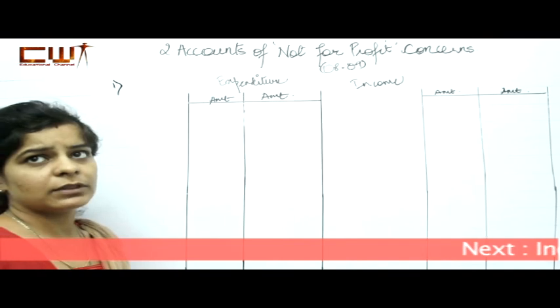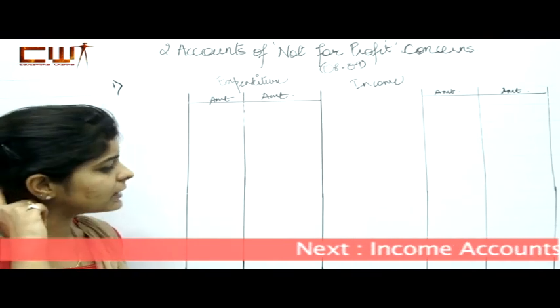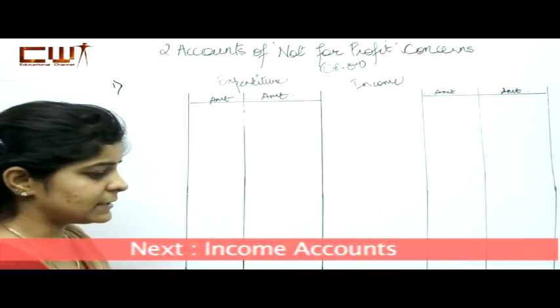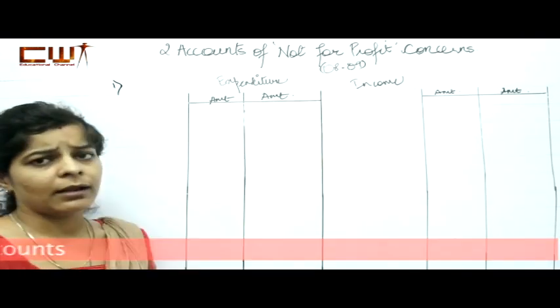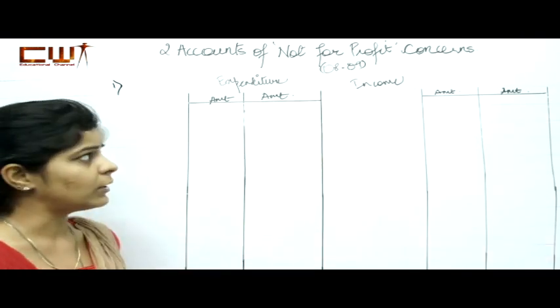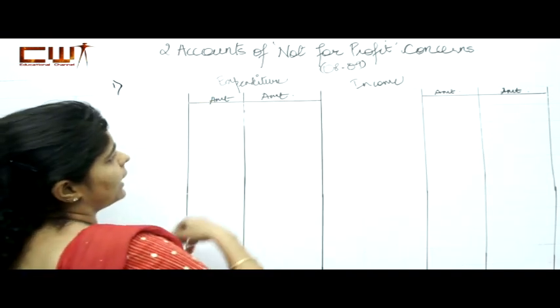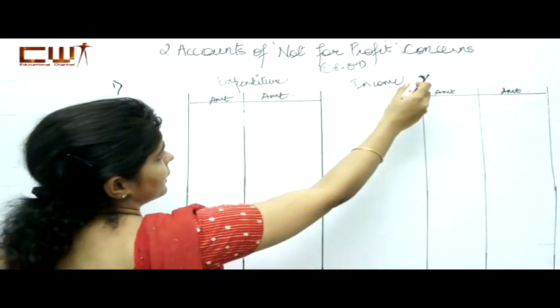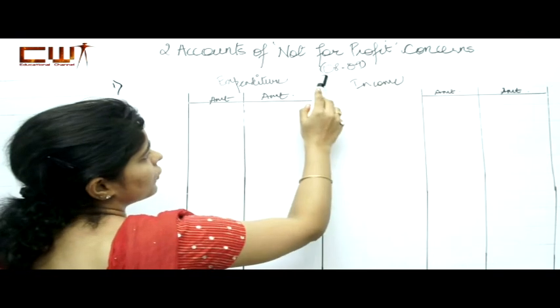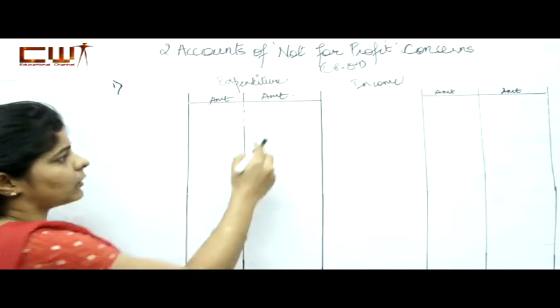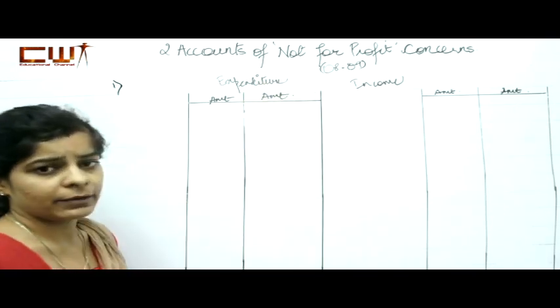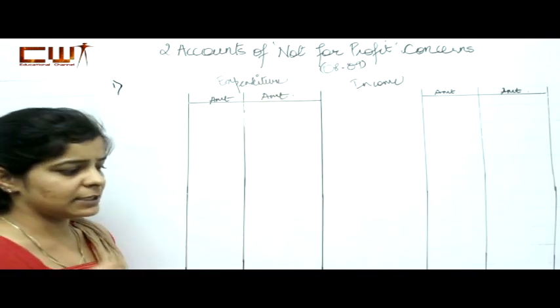So let's start with the question. First we will deal with the receipt side, right? So the receipt side means the income side for our income and expenditure account. So first of all, please write in the books of Vijay Club, for the year ending 31st March 2009. This you have to write over the question, right? So we will deal with the receipt side first.